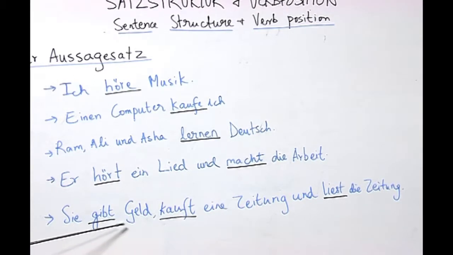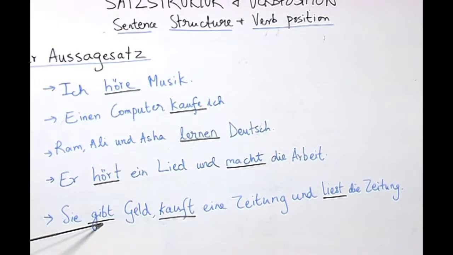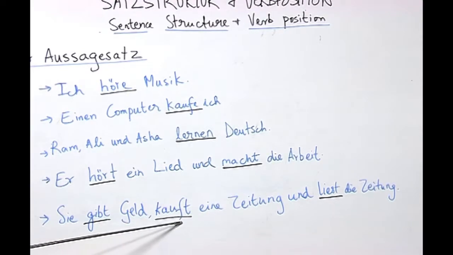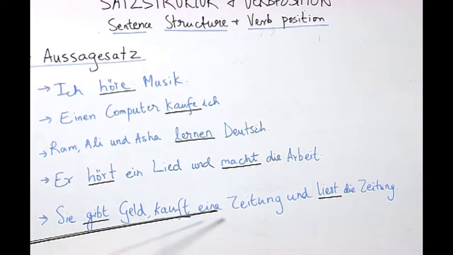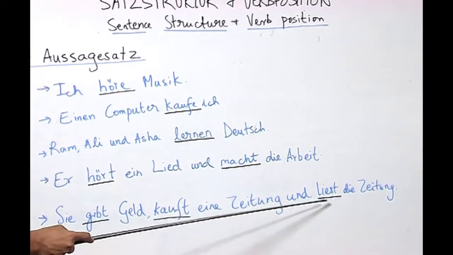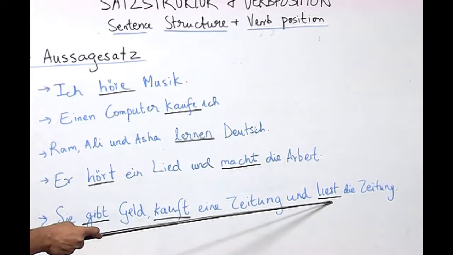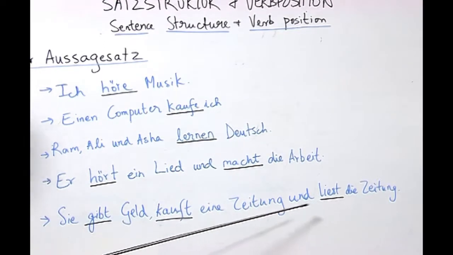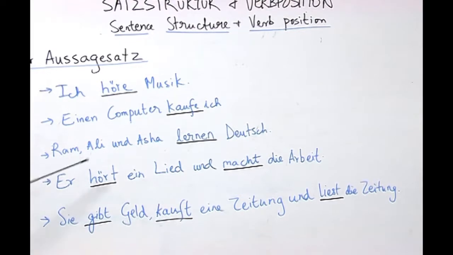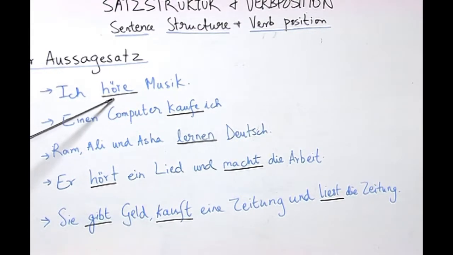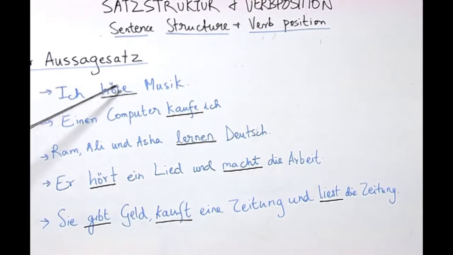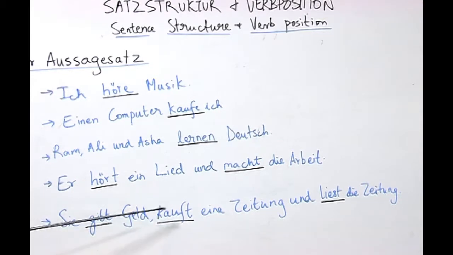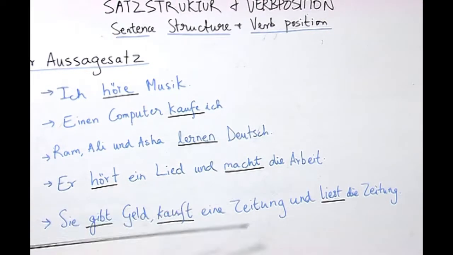Sie gibt Geld, where the verb gibt is at the second position. Then we have another verb kauft, which is here at the fourth position, and then again we have another verb lesen, which is liest here in the 7th position. So you might be wondering that in German all the verbs keep changing the position from second to third, again to second, again to fourth and to 7th.